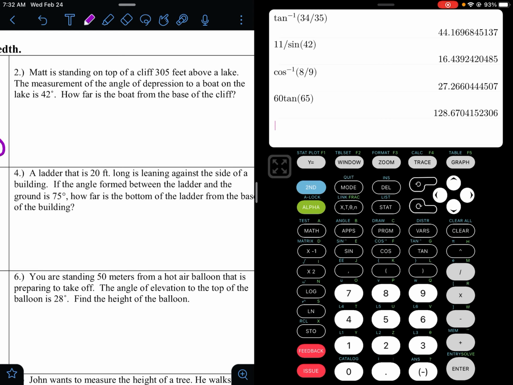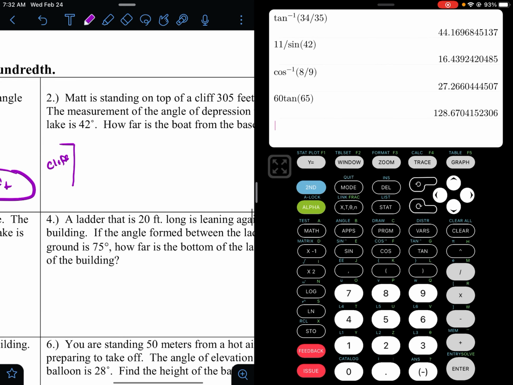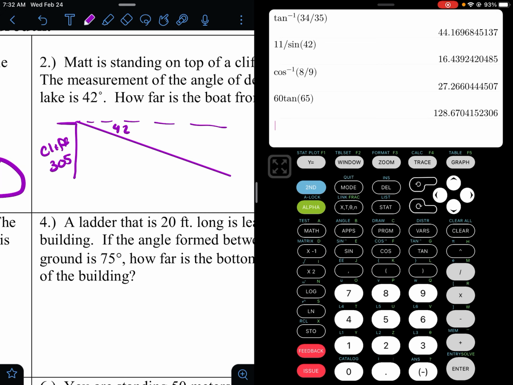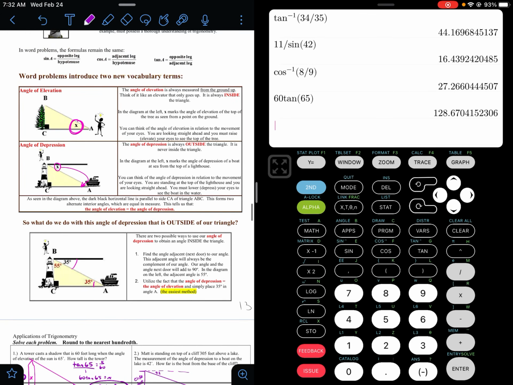All right, so let's go ahead and draw our cliff here. Oh, whoops, I didn't draw like I wanted it to. So this is our cliff, and they tell us that the cliff is 305 feet. Then they tell us that the angle of depression is 42. So what that means is that this angle here is 42. If we look at our diagram here, the angle of depression goes right there.